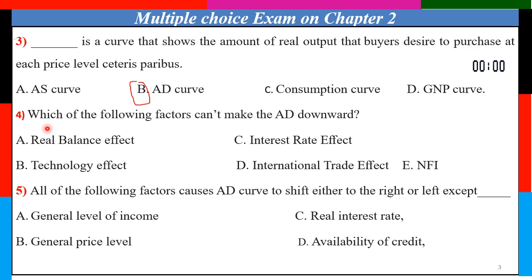Question number 4. Which one of the following factors can't make the aggregate demand downward sloping? A. Real balance effect. B. Technology effect. C. Interest rate effect. D. International trade effect. E. Net factor income.